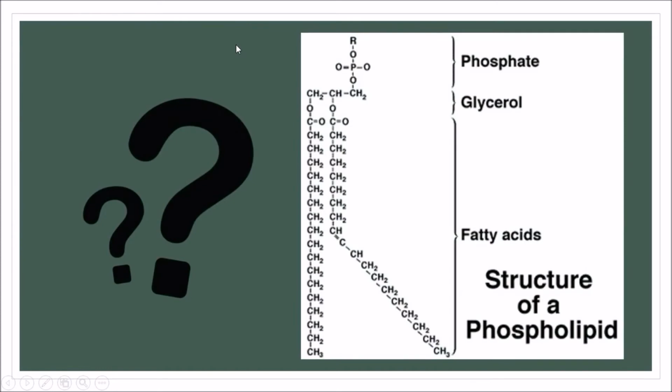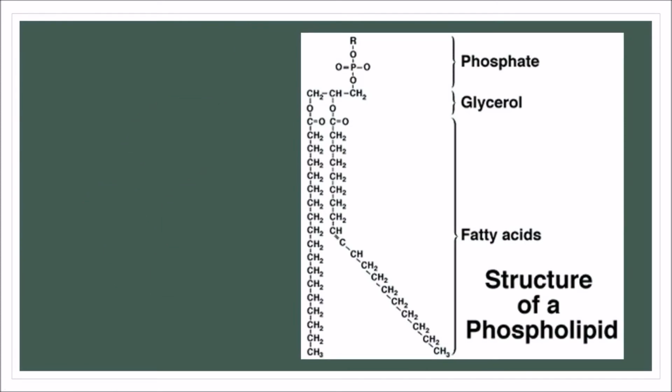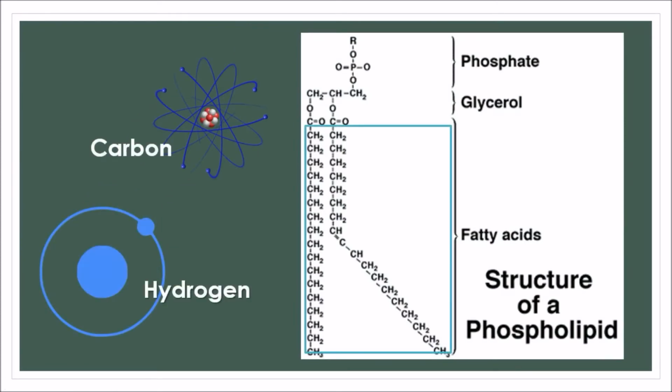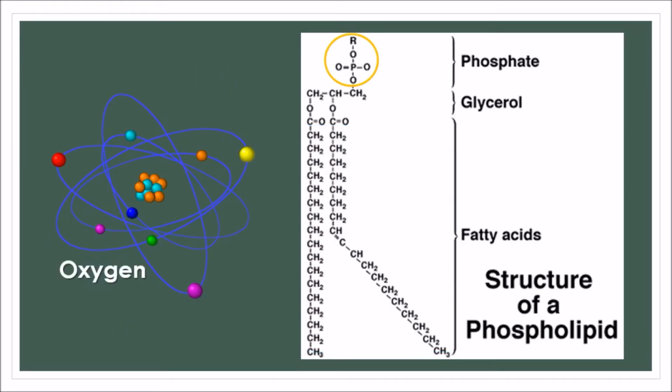So what do you think composes phospholipids? Well, a phospholipid is composed of 2 fatty acid tails that are made up of hydrogen and carbon, and a phosphate group consisting of phosphorus with 4 oxygen molecules, and these 2 components are connected via a third molecule called glycerol.